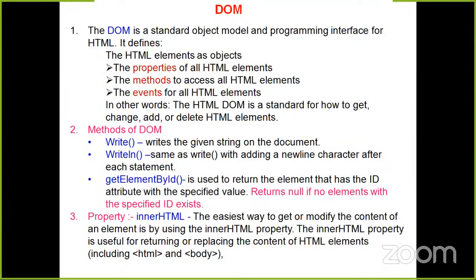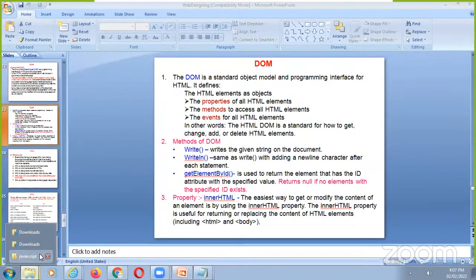So already told you that it is a standard object model. So likewise object model, it has some methods, that is the writeln and the getElementById. So आपण ही कायम बघतोय बघा, document dot write. So it writes the given string on the document. Document म्हणजे तुमच्या वेब पेजवर तुम्ही रन केलं की document dot write नी तुम्हाला तिथं डिस्प्ले होतो. I will show you the example.